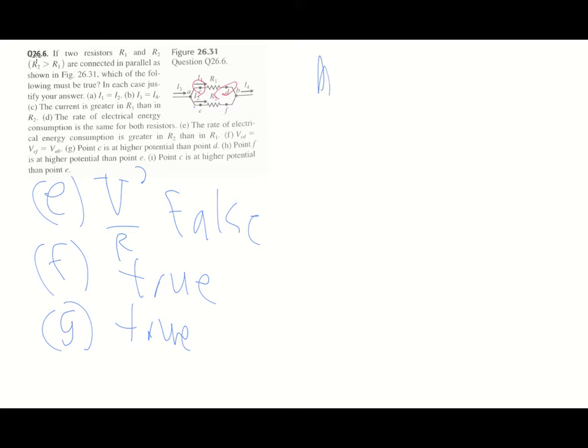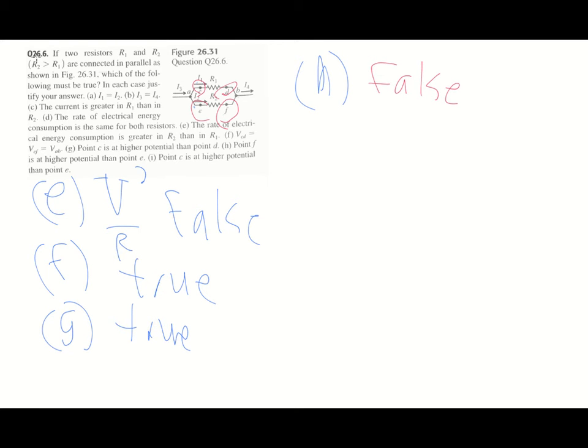And for H, they say point F is at a higher potential than point E. Well, point F is to the right, and point E is to the left. Well, that has to be false, because again, conventional current is going to go from high to low potential.